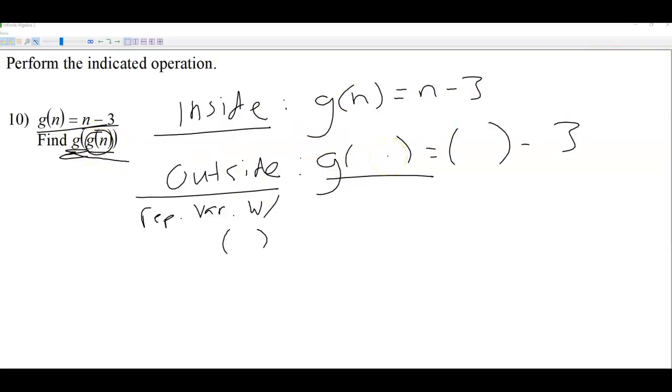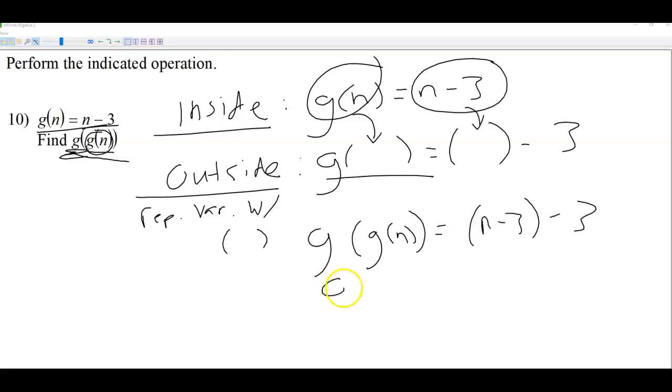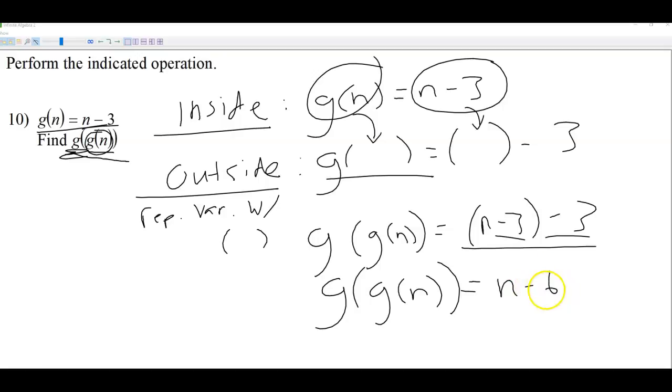And the reason we do that is because of the third step, where we take this side and drop it down into the parentheses. So we have g of n is equal to n minus 3 minus 3. Okay, this side doesn't change. We just leave it just the way you see it there. Over here, though, if you can simplify, then go ahead. Minus 3 is minus 6.